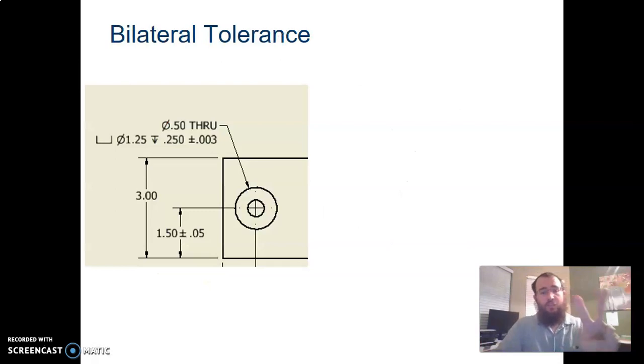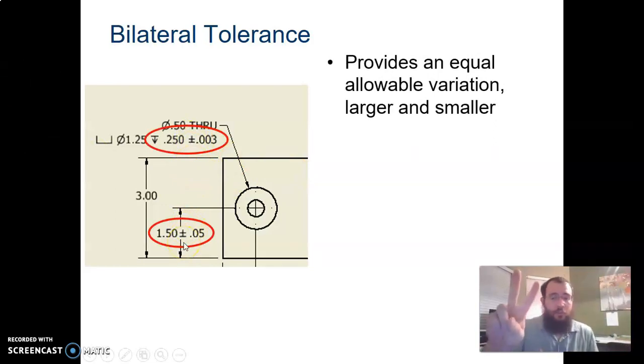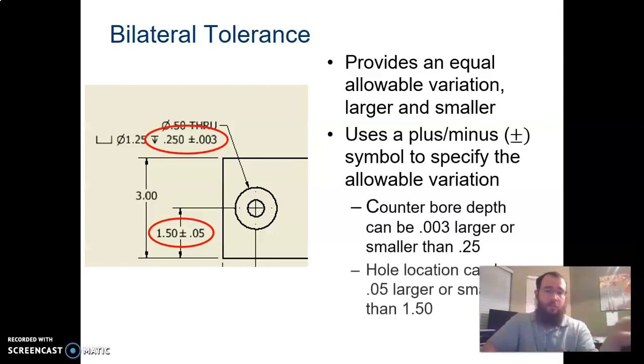Bilateral, bi means two. If you notice that it has a plus sign, that is a plus or minus sign. That means it has two directions it can go, both an up and a low. It does the same thing as a limit dimension. The limit dimension gives the upper and lower dimension. The bilateral tolerance gives the desired dimension plus any kind of play in the size. So it provides an equal variation, both larger and smaller, upon the size that you actually are trying to achieve. Notice the plus and minus sign.